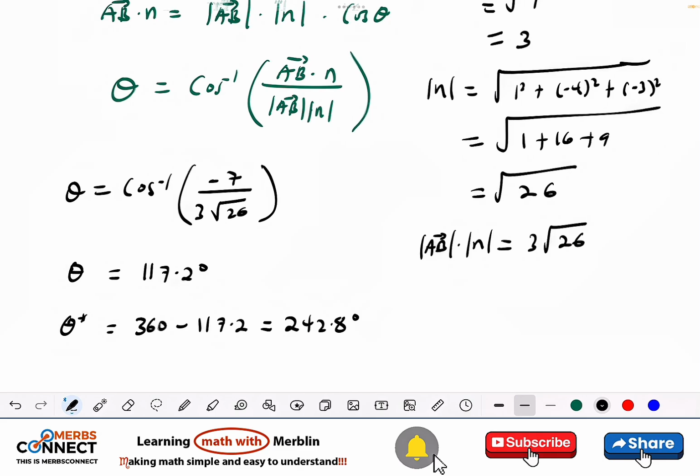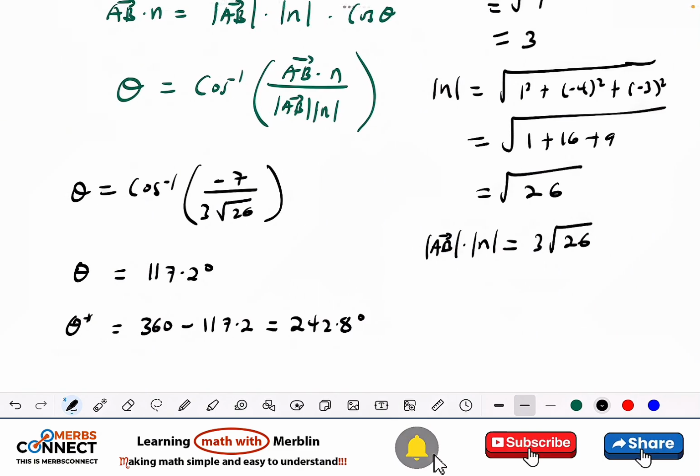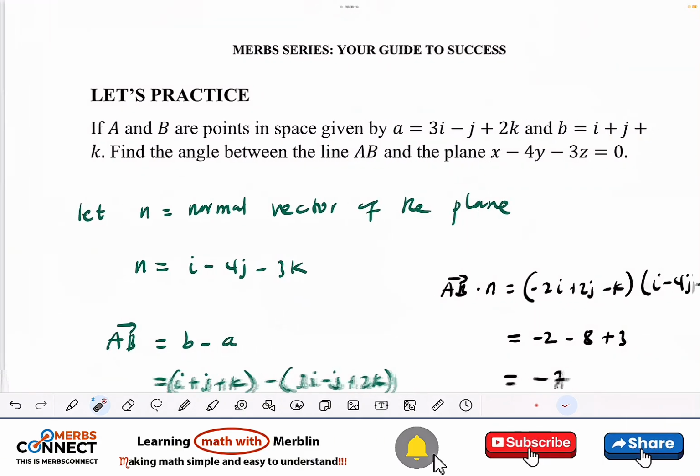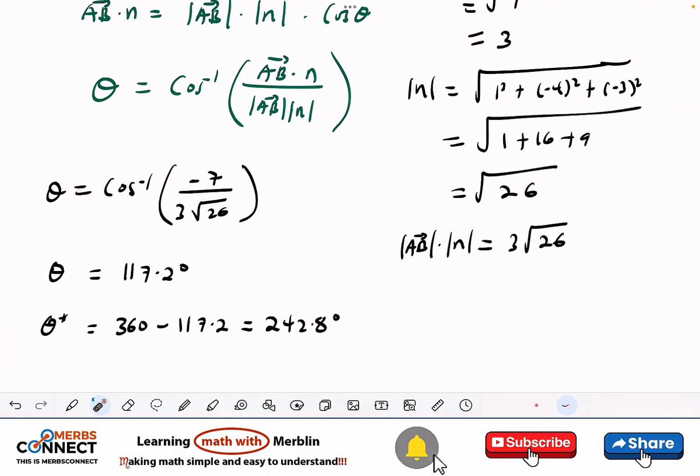These are not the angles. The original angles, remember, we need to check if it is greater than 90, as I said here. If it's greater than 90, then the original angles, which is theta 1 and 2, this is what we are going to do. So now let's compare them. So what will be theta 1? So this will be the final solution here. Theta 1, this is greater than 90, so we are going to have 117.2 minus 90, and we are going to have 27.2 degrees.